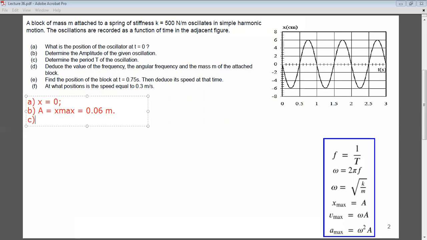Determine the period T of the oscillation. So it's from 0 to 1. So this is the period, 1 second. Deduce the value of the frequency. So the frequency is 1 over T. So this is 1 hertz. And the angular frequency, omega, is 2 times pi times f. So it's 2 times 3.14 times 1, and this gives me 6.28 radian per second.